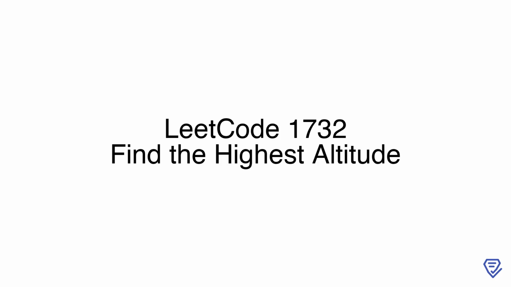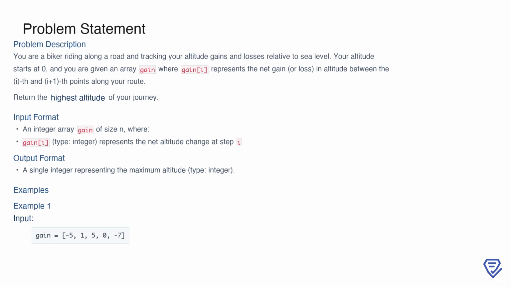Let's dive in. In this problem, you are a biker riding along a road, and your journey starts at sea level, which is altitude 0. As you travel, you track your altitude changes using an array called gain. Each element in the array, gain[i], represents the net change in altitude between two consecutive points on your route. This change could either be positive, meaning you gained altitude, or negative, meaning you lost altitude. Your goal is to determine the highest altitude you reach at any point during the journey.